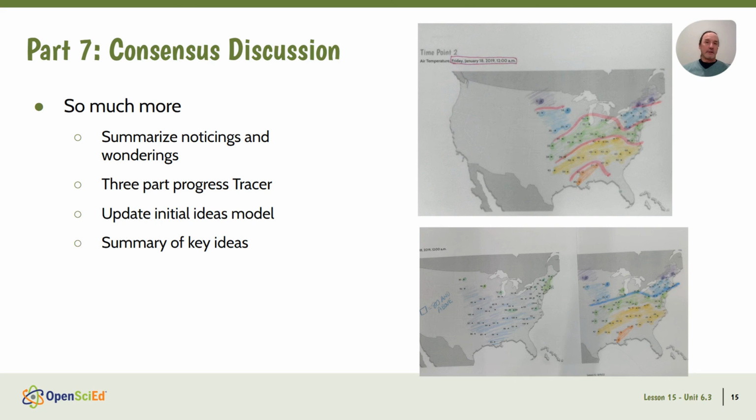It's a 3-part progress tracker with sources of evidence and questions for them to respond to. Then they take some time and update their initial ideas models, trying to add in the words fronts and air masses. And if this gets really sticky for your kids, or they don't get the model to look like the teacher's guide suggests, that's okay.